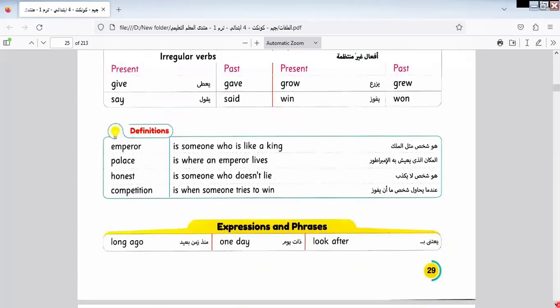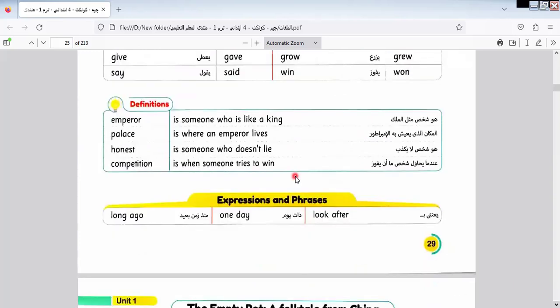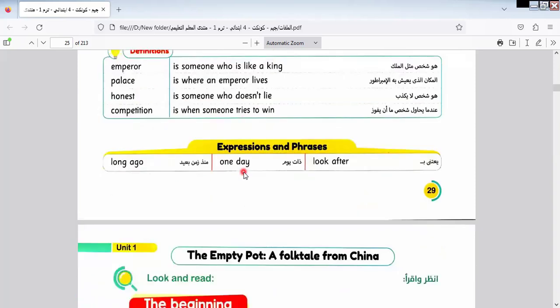Here we have some expressions expressing the meaning of every word of this. We have here emperor. The emperor is someone who is like a king. Palace is where an emperor lives. Honest is someone who doesn't lie. Competition is when someone tries to win.